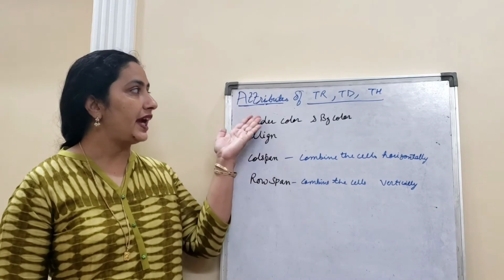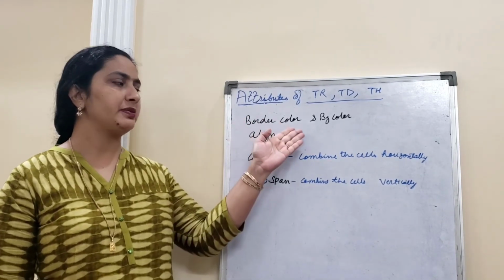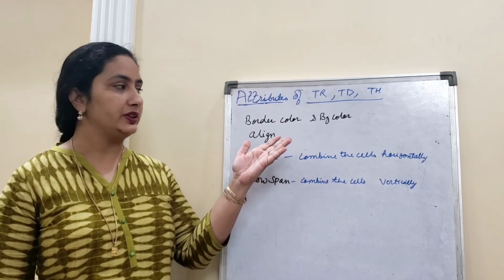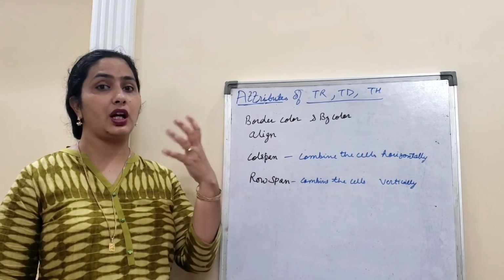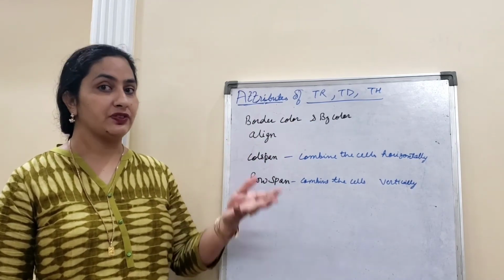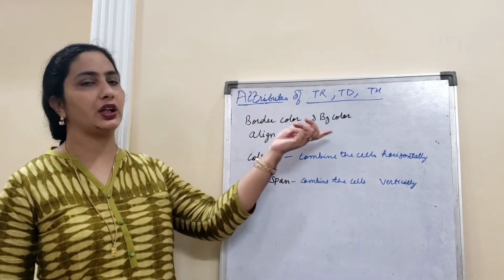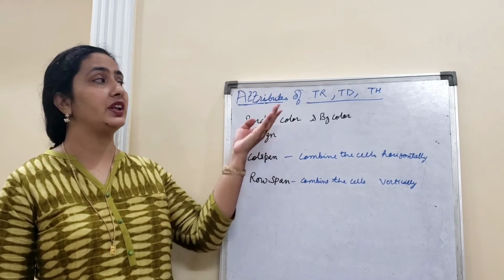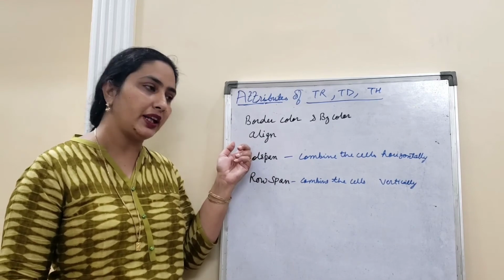Now let's see the attributes of TR, TD and TH. Border color and BG color are the same attributes which you have used with the table also. So if you want to give a specific color to a specific row or column, or TH, you can give a specific border color and BG color. Similarly, if you want to align the data given in TR, TD or TH, that also you can align with the help of the align attribute.